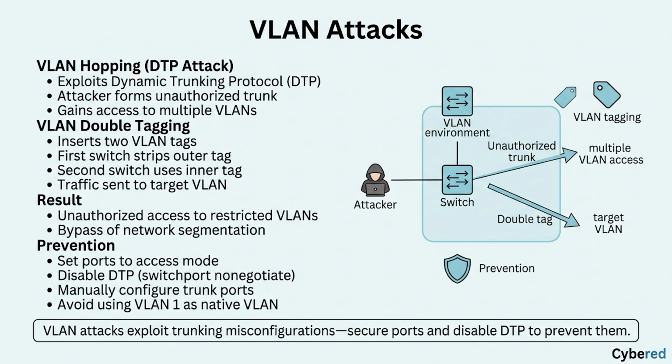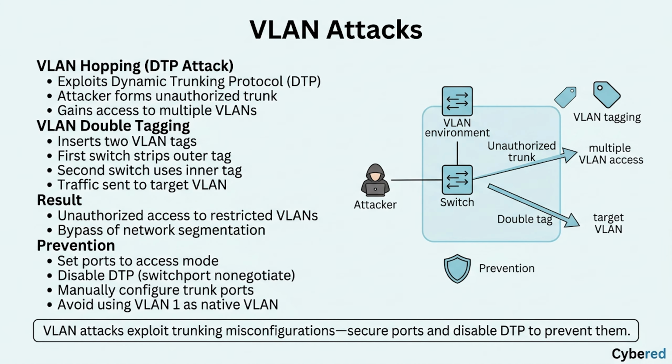Then VLAN attacks. VLAN hopping exploits the default Dynamic Trunking Protocol. The attacker forms an unauthorized trunk and gains access to multiple VLANs. Then we have VLAN double tagging. The attacker inserts 2 VLAN tags. The first switch strips the outer tag and forwards the frame. The second switch processes the inner tag and sends it to the target VLAN. The result? Unauthorized access to restricted VLANs.